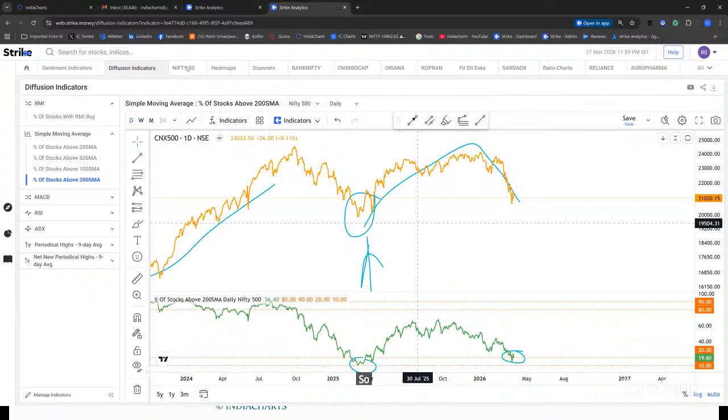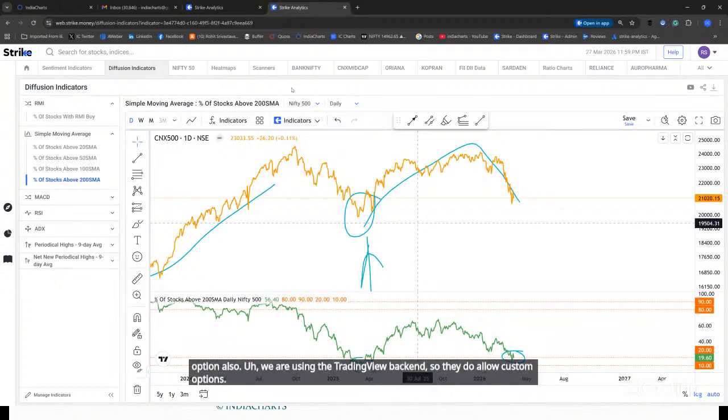So there may be a custom option. I don't know if there's a custom option in Strike right now, but sometimes you can have a custom time frame option also. We are using the TradingView backend, so they do allow custom options.